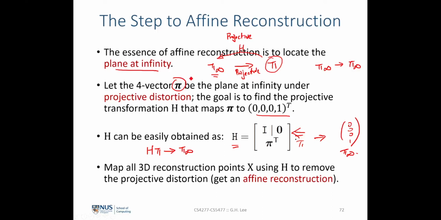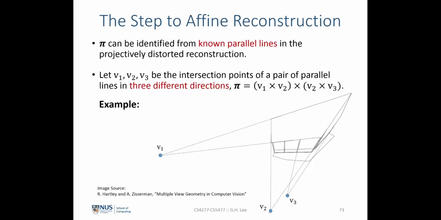Once we have obtained the plane pi and the homography H over here, the next step is simply to map all the reconstructed points, denoted by X over here, into X prime to remove the projective ambiguity. Hence, we are able to get an affine reconstruction from here. The plane at infinity, which is under projective distortion, can be identified if we know, in the scene, which set of lines corresponds to parallel lines.